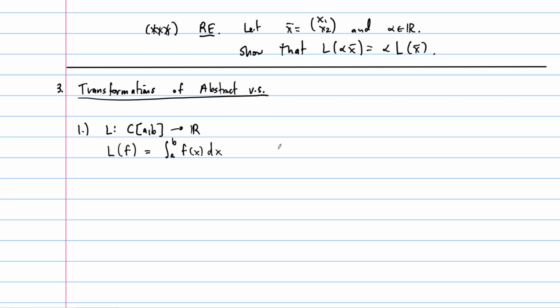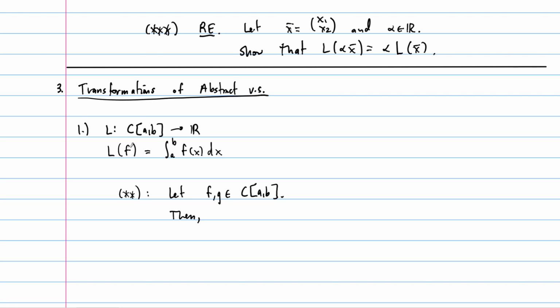So I claim that this is linear. Let's check one property together. I'm going to check property 2 and leave property 3 for you guys. So for property 2, let f and g be continuous functions on the same interval from A to B. All right, and then what do we need to compute?